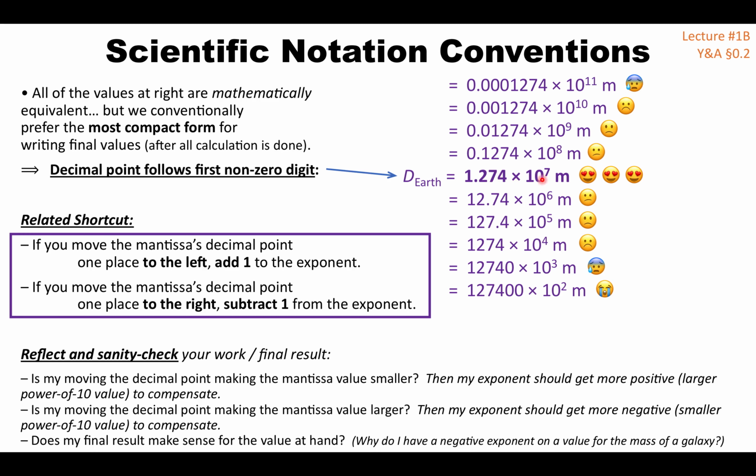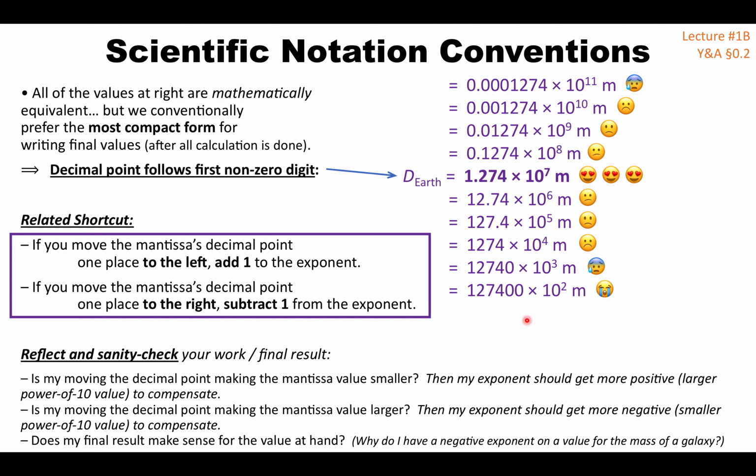Why is this? Because the actual physical value can't change, right? The diameter of the Earth doesn't change. So as we go up or down this list of equivalent ways to write it, the product of the mantissa and the exponential needs to be constant. So if I want to make the mantissa a bigger and bigger value, say going down the list, then I need to make the exponential a smaller and smaller value to compensate at the same time.